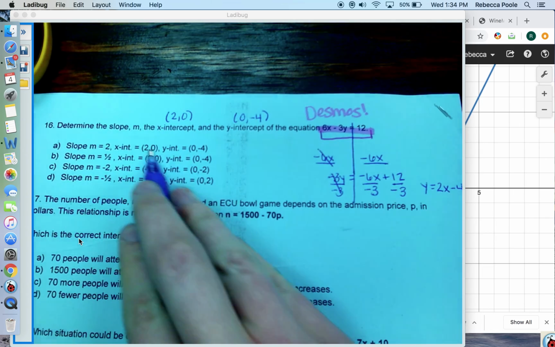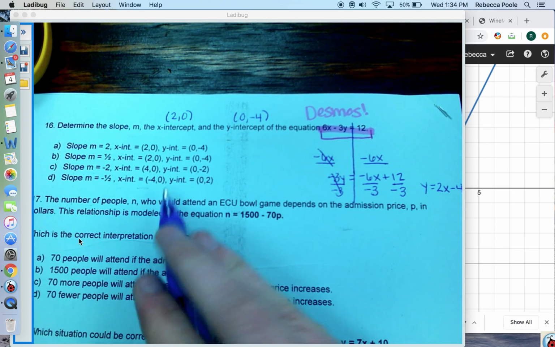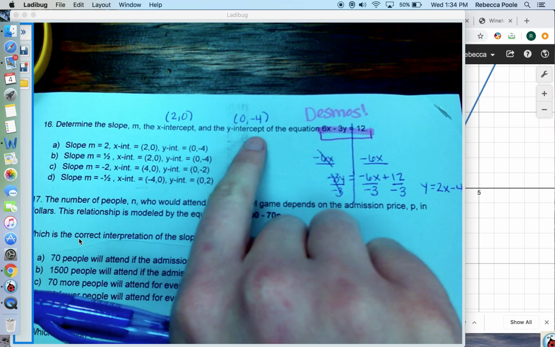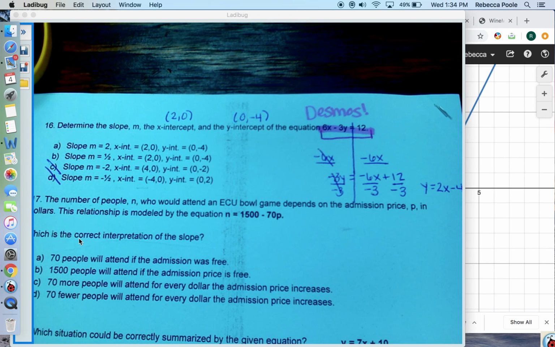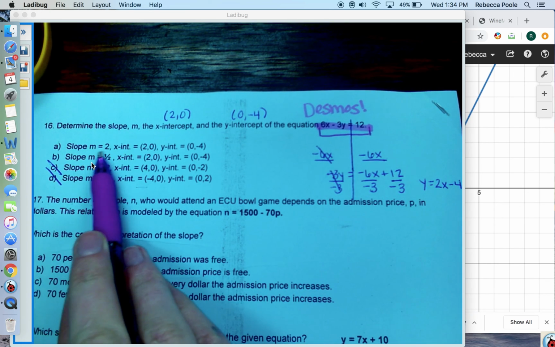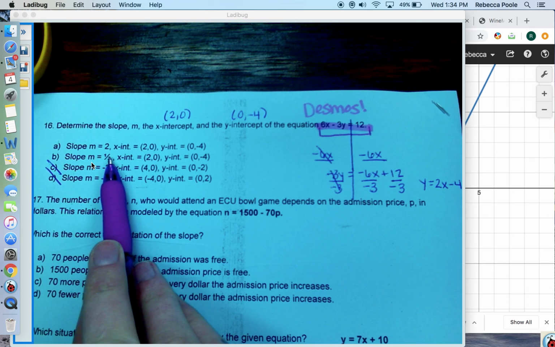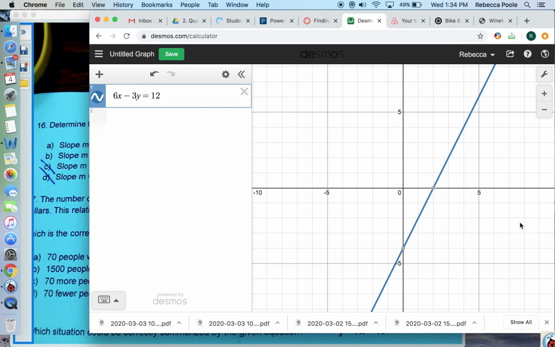So if you go look at your answer choices, there's only 2 that have 2, 0, and 0, negative 4. So it's A or B. So I'm going to mark out C and D. Okay, so now let's go back to our graph. We need to figure out if it's A, where the slope is 2, or if it's B, where the slope is 1/2. So let's go back and look at this graph.